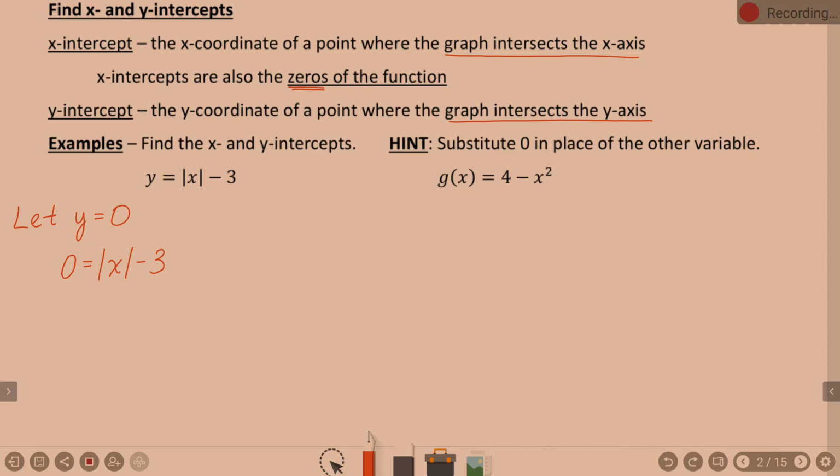Add 3 to 0. Yeah, if we want to get x by itself, there's currently a minus 3 hanging out with it. The opposite of subtracting 3 is to add 3. This sounds familiar, doesn't it? So if you add 3 to both sides, we have 0 plus 3, which is 3, equals the absolute value of x.